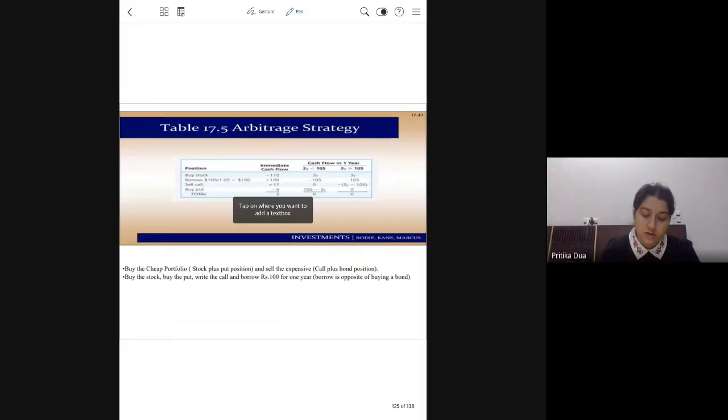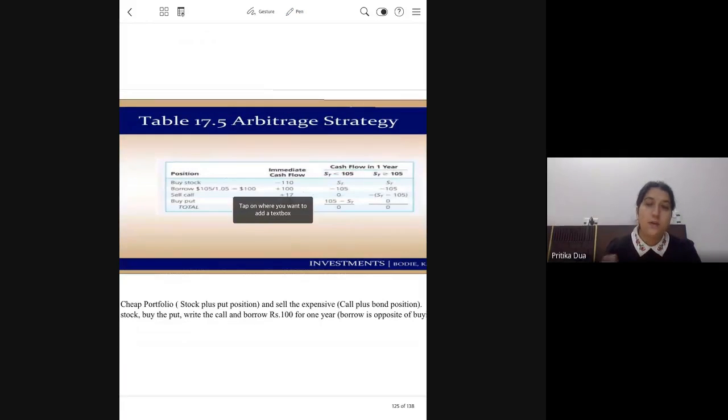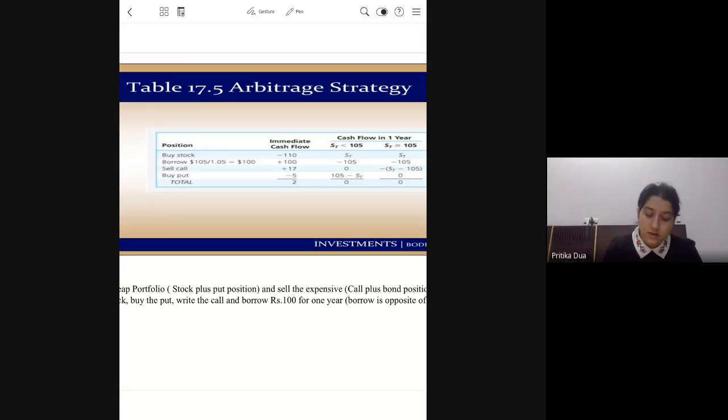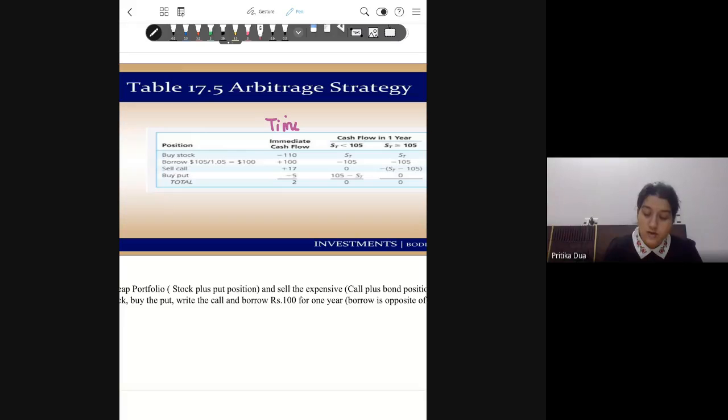So how does this happen? Please have a look at this slide very carefully. This is point 0, time 0, and this is time 1. So as pointed out, we buy the protective put and we sell the fiduciary call. Buying the protective put means you buy the share. This is the first part of the right hand side equation. I am writing it as R1.